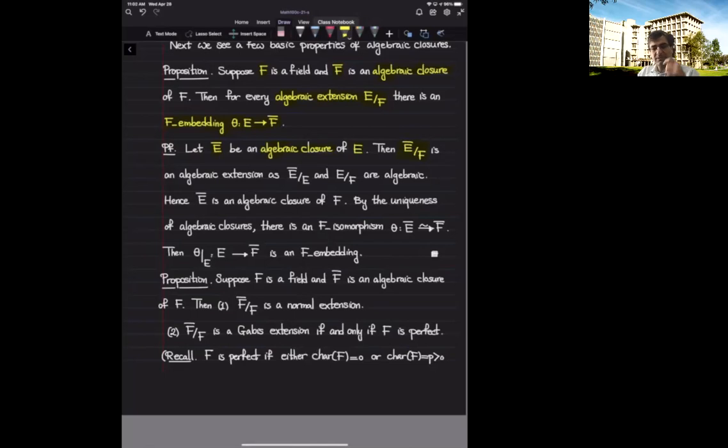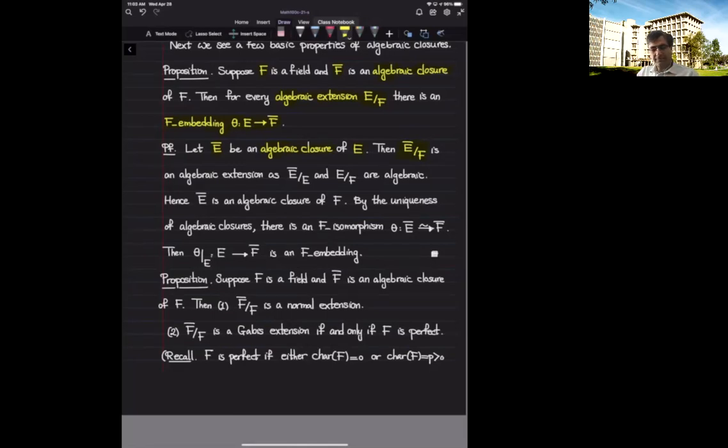What does that mean? This means I need to show E bar over F is an algebraic extension and E bar is algebraically closed. The fact that E bar is algebraically closed is clear because we know E bar is an algebraic closure of E. So the part that E bar is algebraically closed has nothing to do with the base field that we have chosen. But the other part is important. Why is E bar over F algebraic?